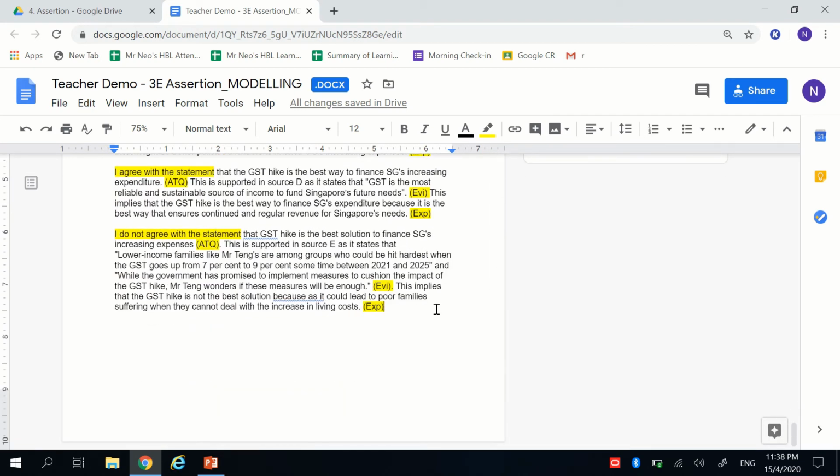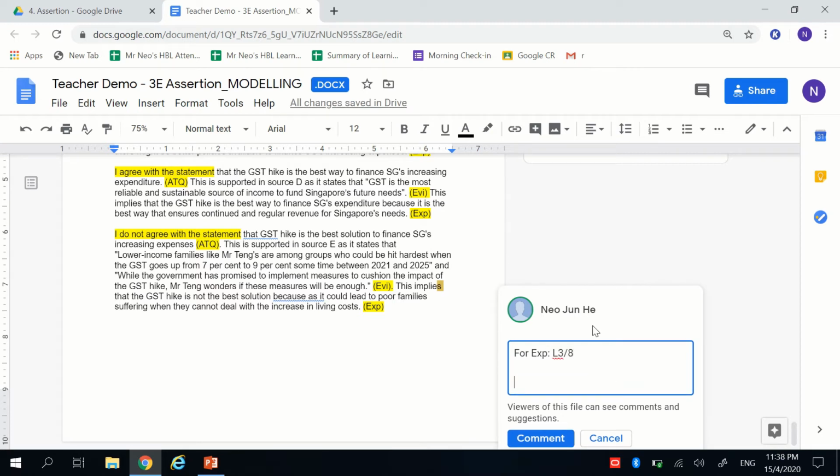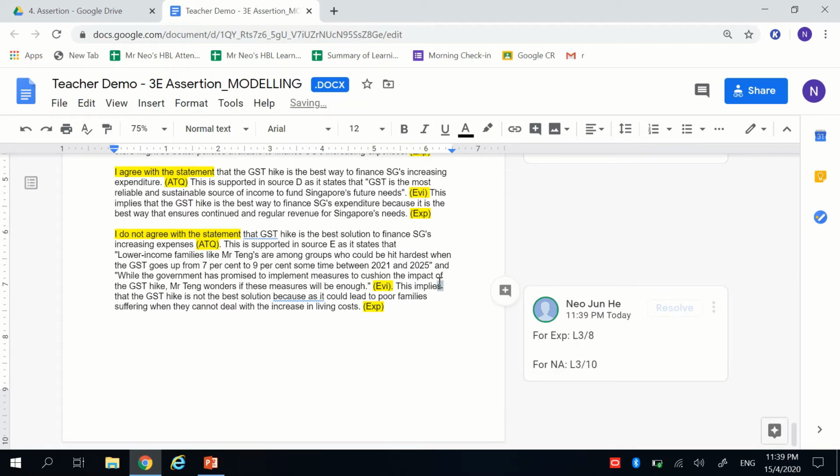With 5 sources, if they are very nicely written, perfect, with your ATQ, evidence and explanation, you will already score a maximum of 8 marks for the express students, and you will score 10 marks for the NA students. Okay, maybe I just put a note over here. For express, now you will already score L3 8. For NA, L3 10. For express students, to score the final 2 marks, you will still need to conclude this entire argument. This will be taught to you separately as there are some skills that you will only be learning in Sec 4.